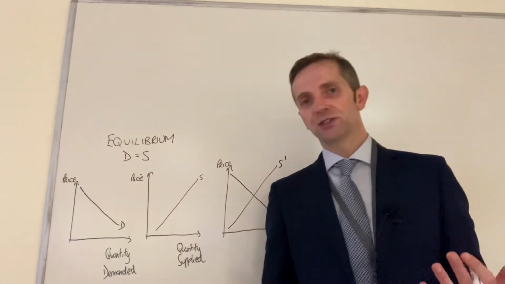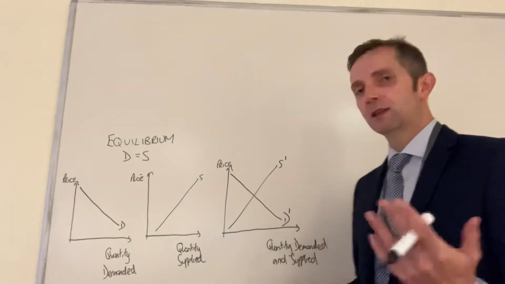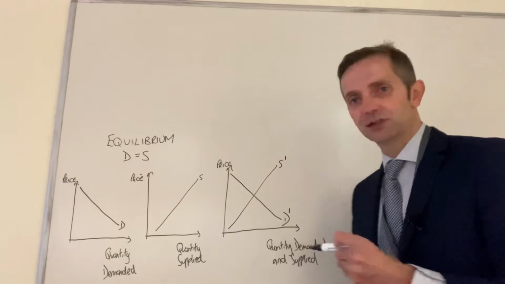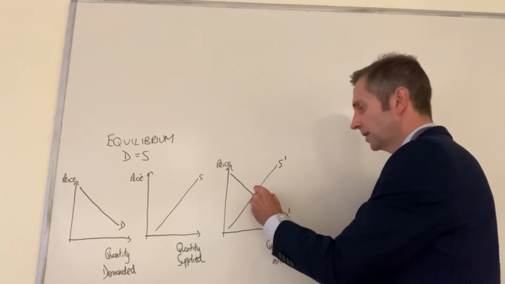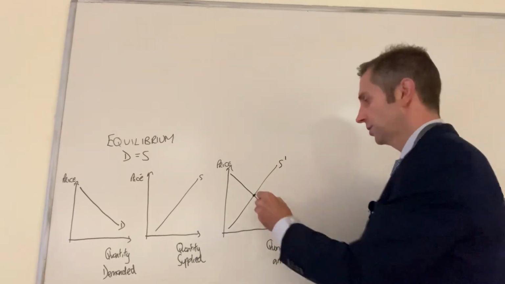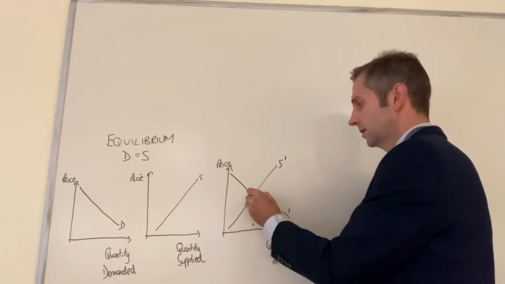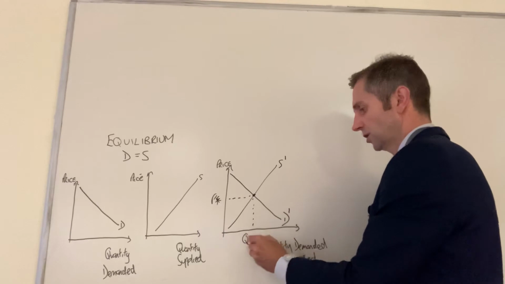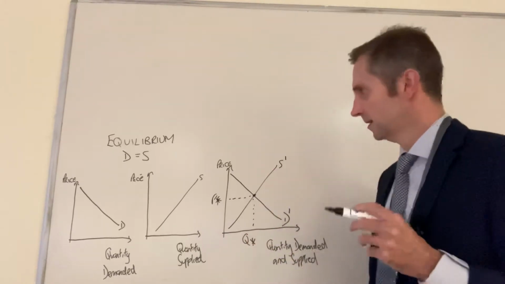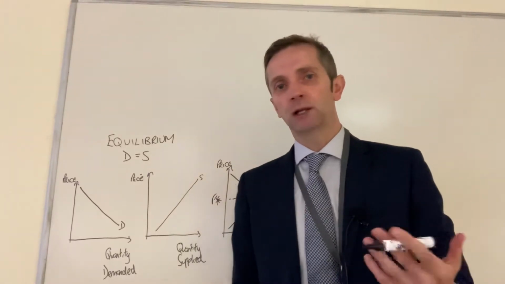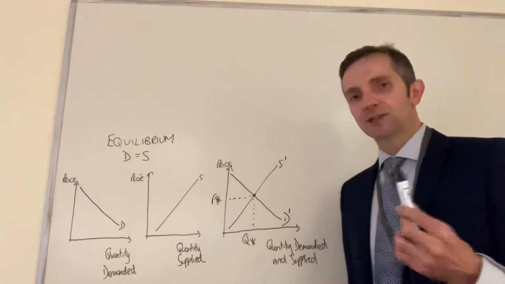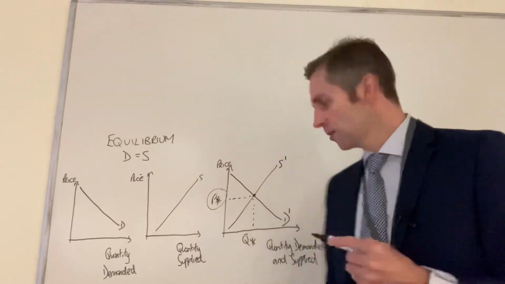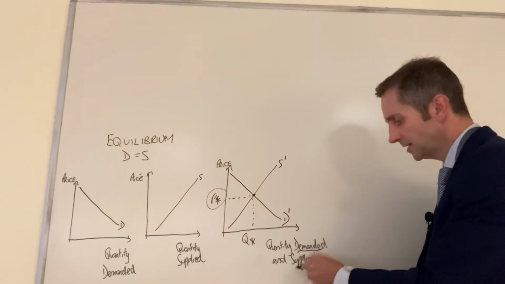But I hope that you can see here it's fairly obvious that the point at which demand equals supply, the X factor, ladies and gentlemen, is this point here where they intersect. And so we simply highlight those 2 points. We call that P star and Q star, and there we have the equilibrium. So that determines the price, and it also determines the quantity demanded and supplied.